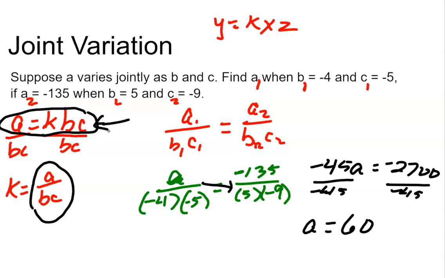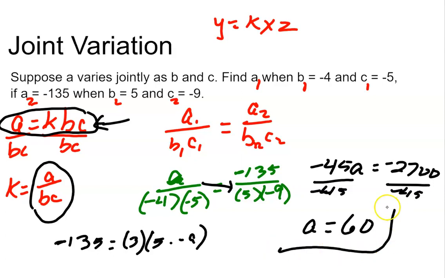And if I did that with the other numbers, A2 was -135, equaling the constant of 3 times my BC, which is 5, times -9. I would have 3 times 5 times -9, which gives me -135. So here our A is going to be 60.